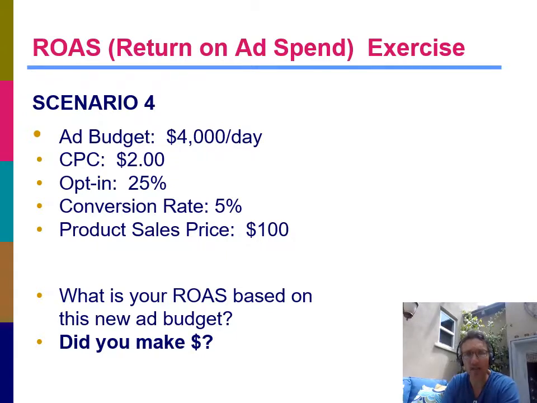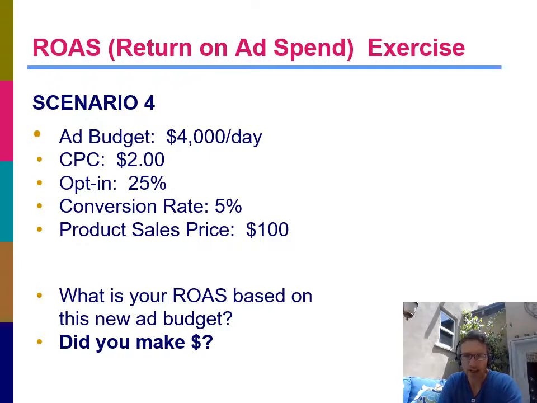So go back once again and crunch your numbers. You want to first determine how much traffic you're going to generate on a $4,000 a day budget and a cost per click of $2. Then you want to determine what are your number of leads. Then you want to determine what is your cost per lead. Then you want to figure out how many unit sales did we produce at a 5% conversion rate. What did that transfer to as far as total dollar value of sales? And then number 6, what was your return on ad spend as a result of this change on the conversion rate?